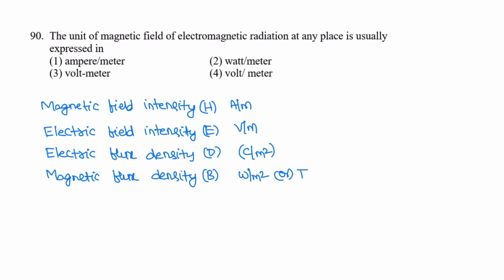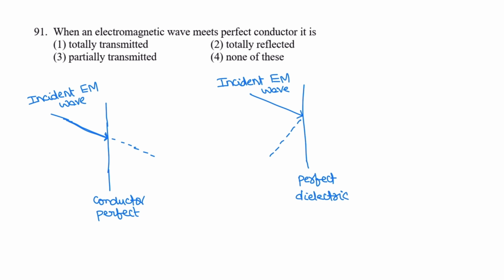As per the question, the unit of magnetic field of electromagnetic radiation, so magnetic field H is ampere per meter, so the correct option is 1. Next question. When an electromagnetic wave meets a perfect conductor, the electromagnetic wave is totally reflected. So this is the incident component and this is the reflected component, and the transmitted component is 0.